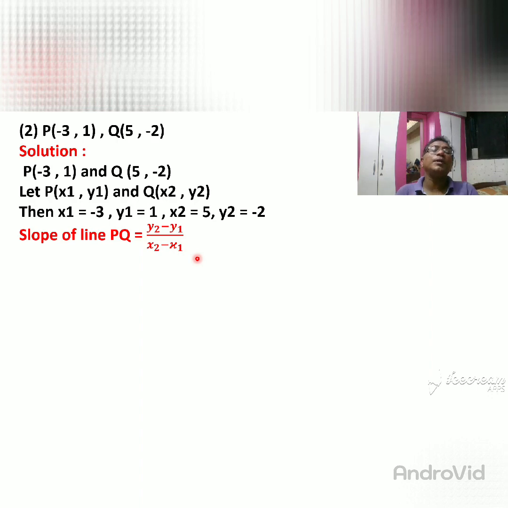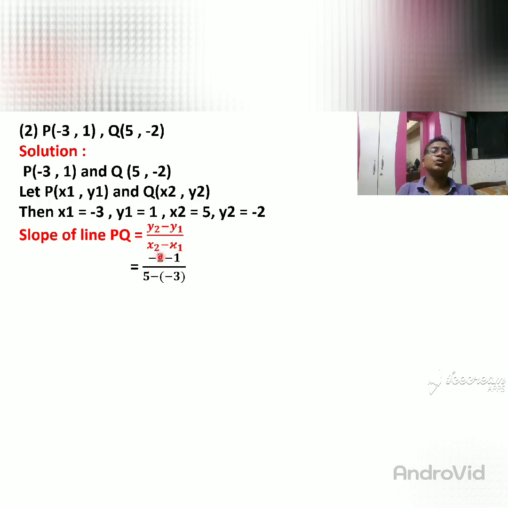This is the formula to find the slope of a line. Slope of line PQ is equal to y2, which is minus 2, so we substitute minus 2, minus y1, which is 1, so we write 1, then x2, which is 5, so we write 5, minus x1, which is minus 3. In such a way we have substituted the values.